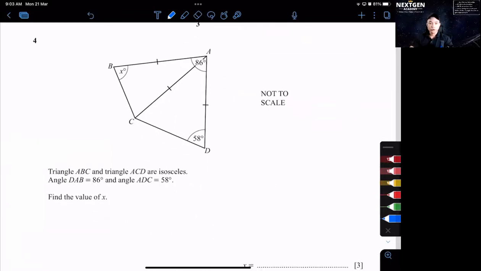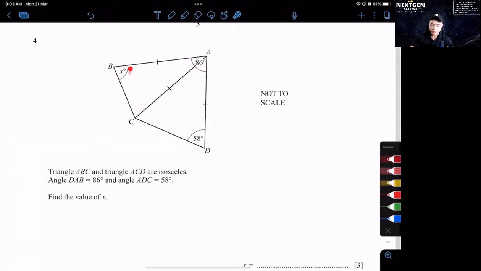Okay, question 4. Triangle ABC and triangle ACD are isosceles. Angle DAB equals 86 degrees and angle ADC equals 58 degrees. Find the value of x. Okay, look at this question. They say both of these are isosceles. Okay, but we cannot assume that both of these are the same triangle.